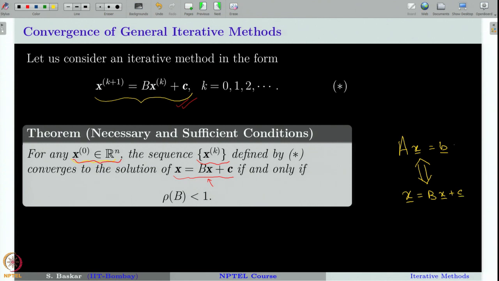Therefore, any solution of our original system will also be the solution of this system. That is how we generally derive the iterative methods. With that in mind, we say that this sequence converges to the solution of this system, which in that sense is equivalent to the solution of our original system. And the theorem says that the convergence happens for any initial guess if and only if the spectral radius of the iterative matrix is less than 1.